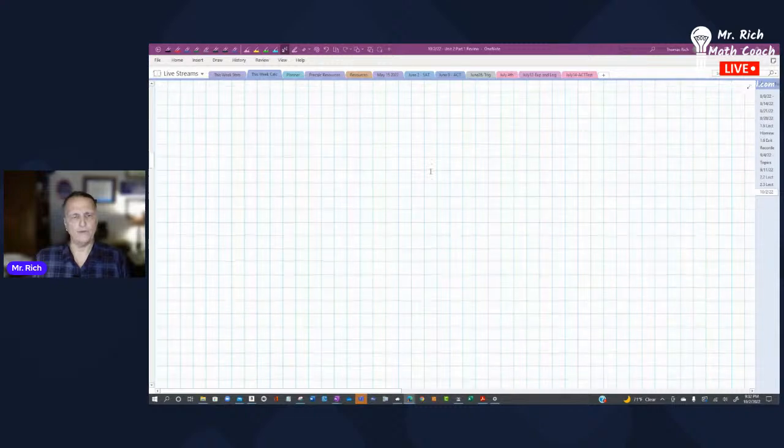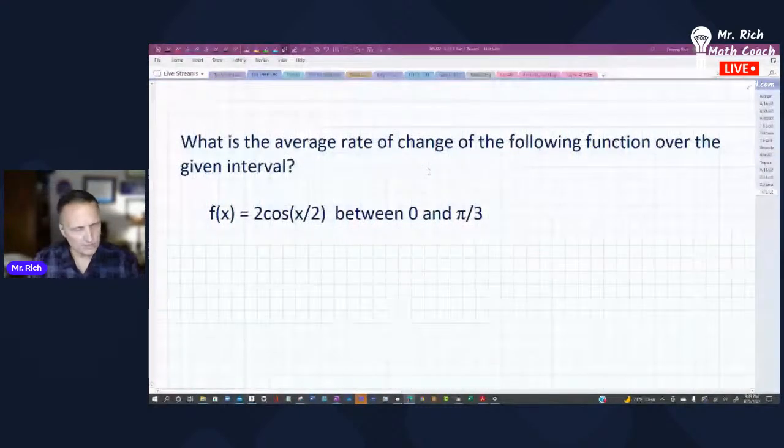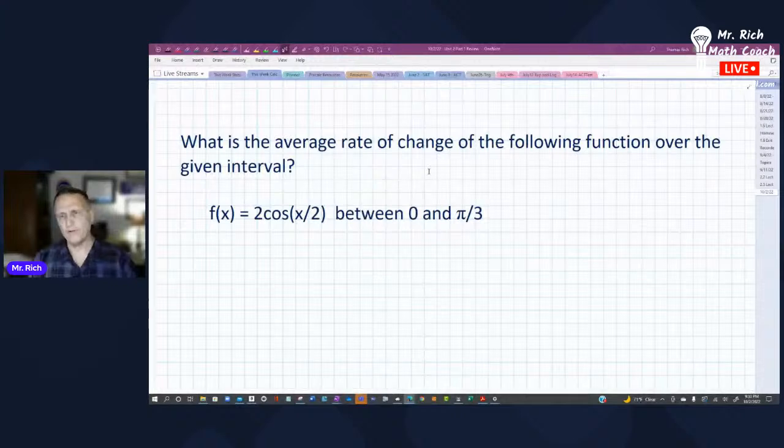Okay, so here is our first question. What we want to start off with is how to calculate the average rate of change of a function over an interval. So I've chosen a problem here that is a trig function, 2 cosine of x over 2, and we want to find the average rate of change between the x values of 0 and pi over 3. So that's what we're going to do.